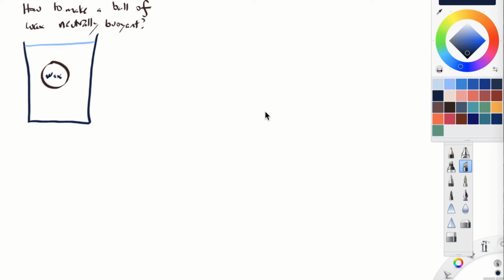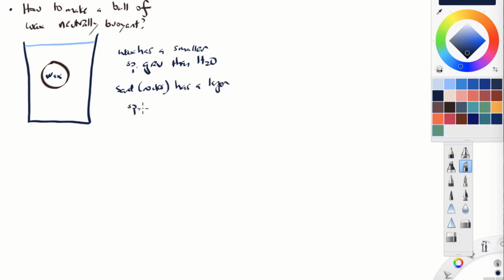But Galileo says one thing that you can do in order to make it stay neutrally buoyant, that is, wherever you put it in the water it stays there, is to press tiny grains of sand into the ball of wax. So although wax has a smaller specific gravity than water, sand, which is rocks, limestone or something, has a larger specific gravity than water. So if you were to just take a little rock, for example, this is a sand grain, it would fall in the water because it's more dense than water. Wax, on the other hand, would rise in water.